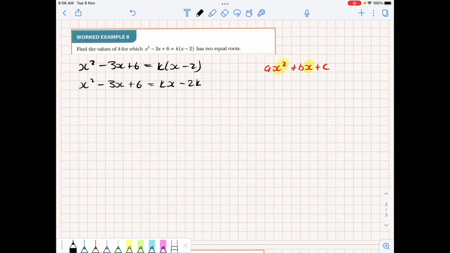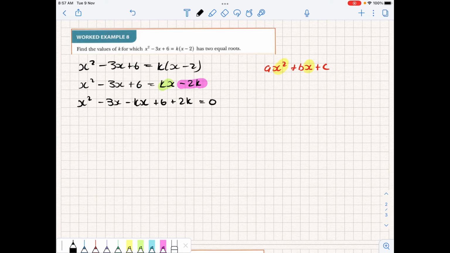If I have a look at my expression, I can move the terms on the right-hand side to the left-hand side. I'm going to put all the x terms together. So I've got this minus 3x, and I'm also going to put this term next to it, and it'll become minus kx. Then I have this plus 6, and I'm going to put this minus 2k, because it doesn't have any x in it, and it'll become plus 2k on this side. And this is equal to 0.